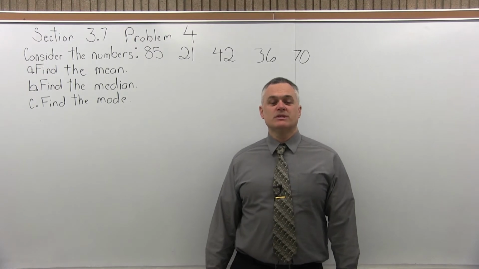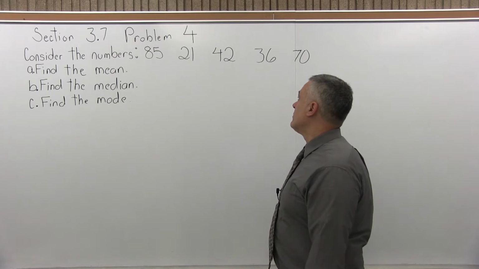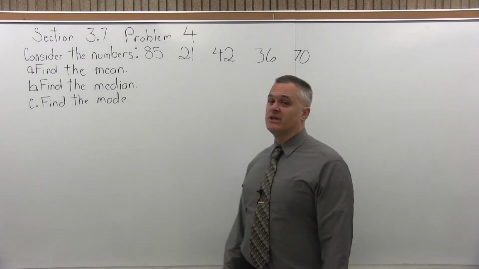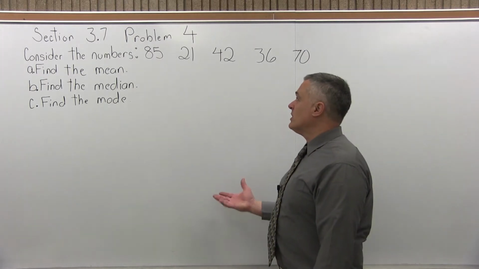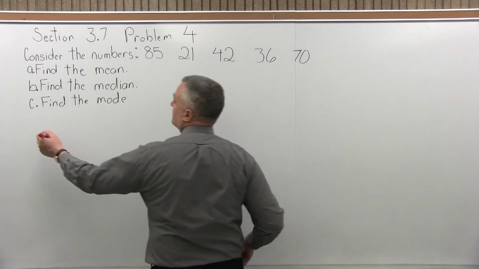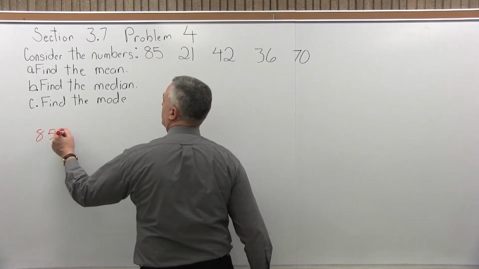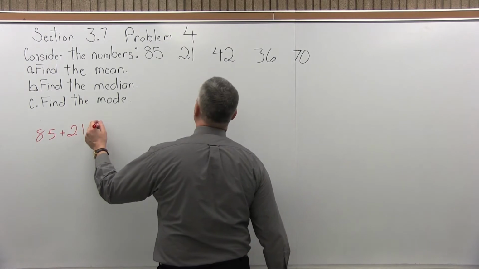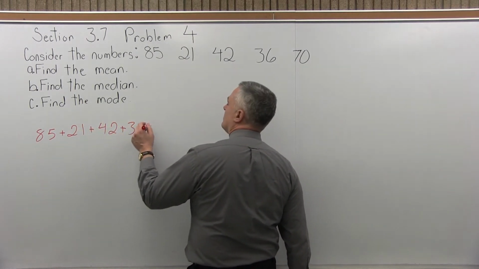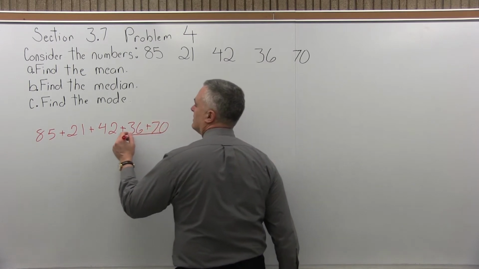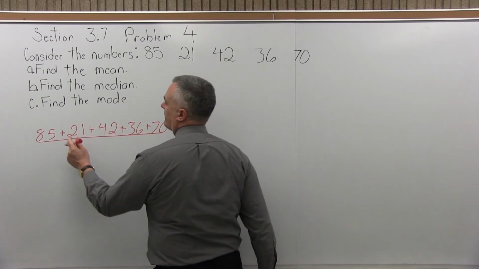This is Section 3.7, Problem 4. It says consider the numbers 85, 21, 42, 36, and 70, and find the mean, find the median, and find the mode. So for the mean, what we would have to do is add the numbers together: 85 plus 21 plus 42 plus 36 plus 70. Divide by how many numbers we have in the list. In this case, 1, 2, 3, 4, 5 numbers.